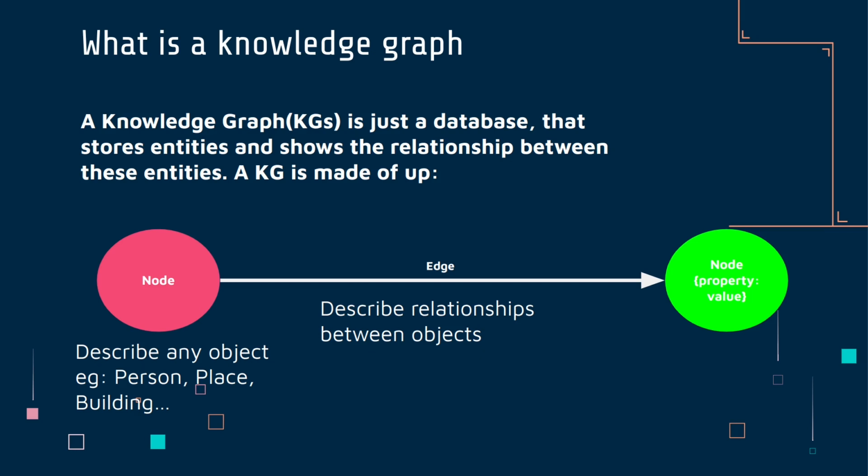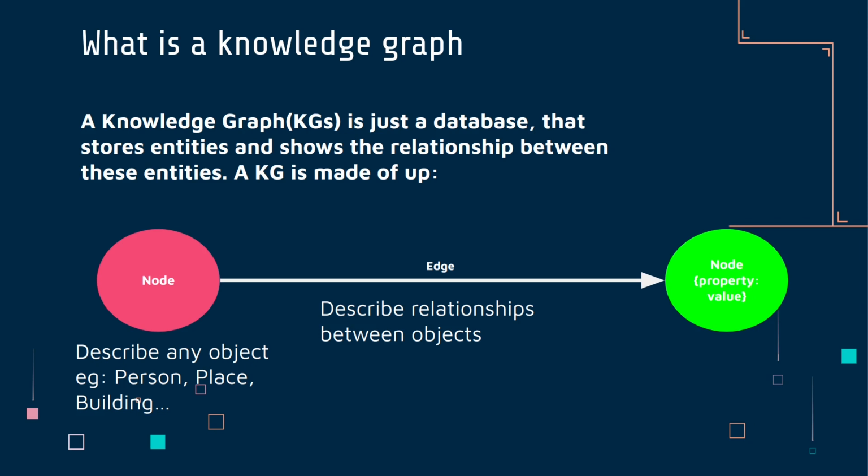So a knowledge graph is made up of three main things. We have a node, which can describe any object, like a person, a place, a building. Then you have an edge. An edge just defines the relation between two nodes. And then you also have properties.